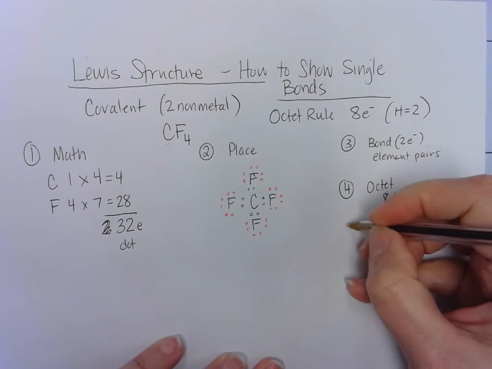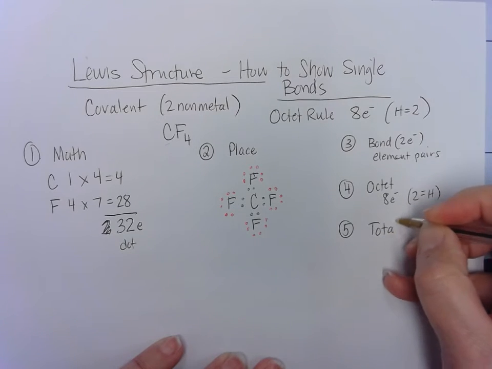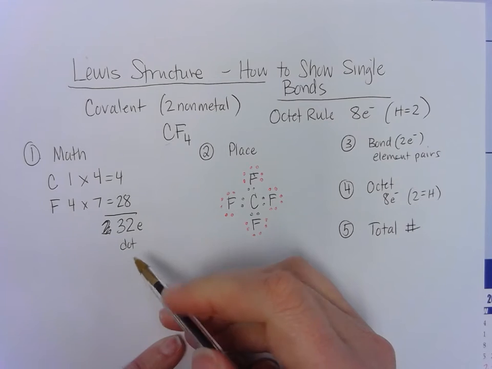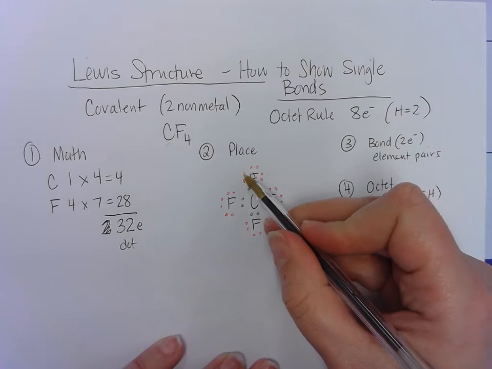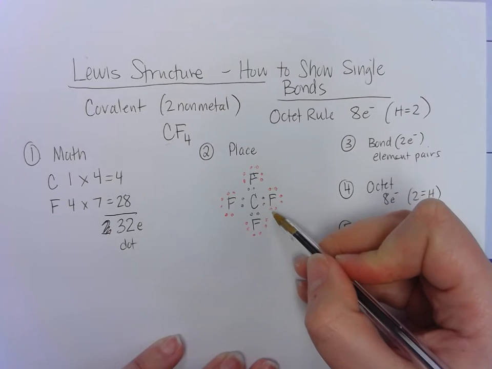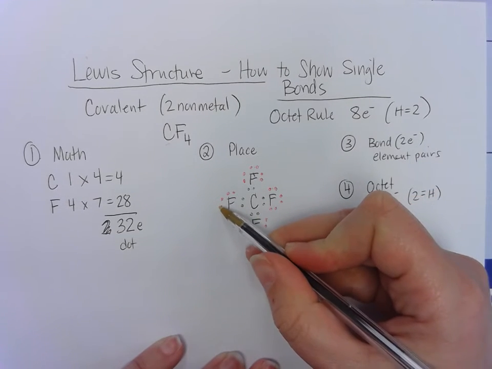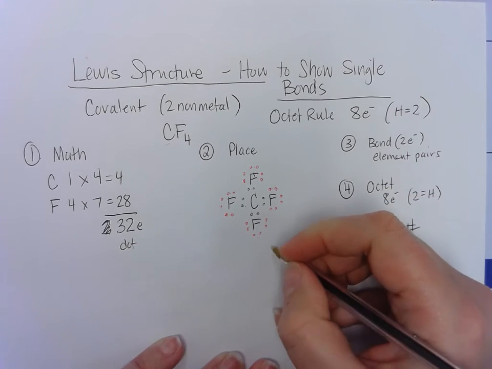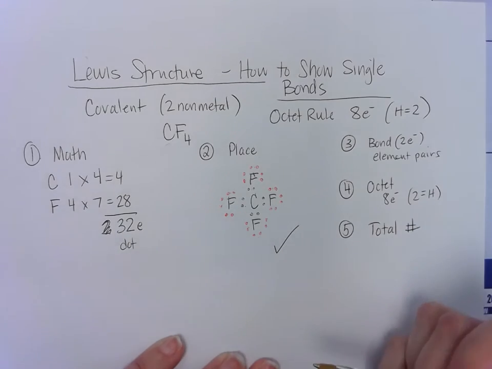The last step is to go back and verify our total number of dots. We were told, we did the math, we needed 32 electrons or 32 dots. So if we look at our picture, we have 2, 4, 6, 8, 10, 12, 14, 16, 18, 20, 22, 24, 26, 28, 30, 32. We now have 32 dots, which is what we were supposed to have in our molecule.